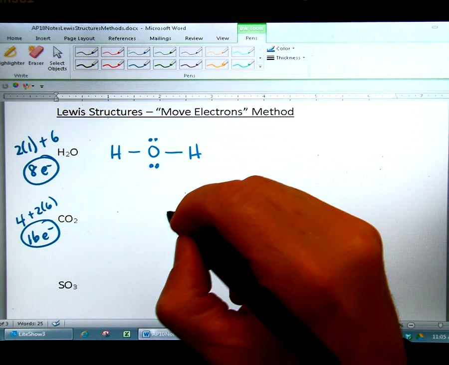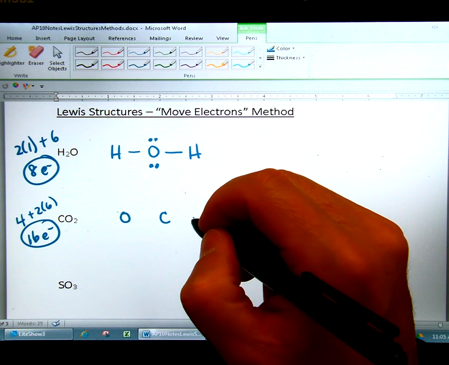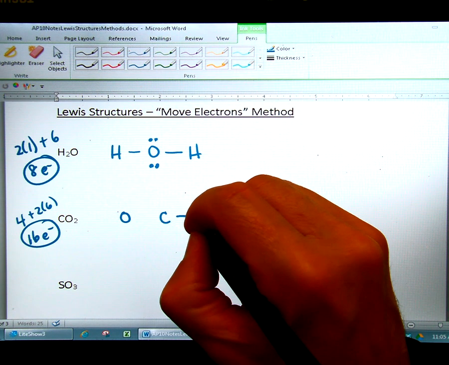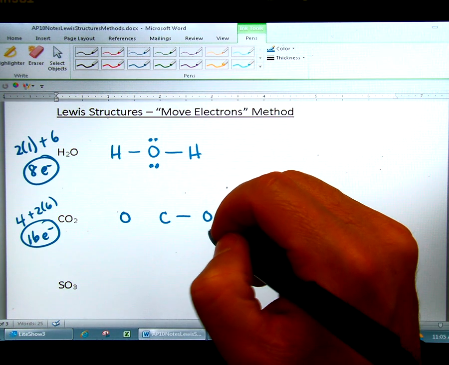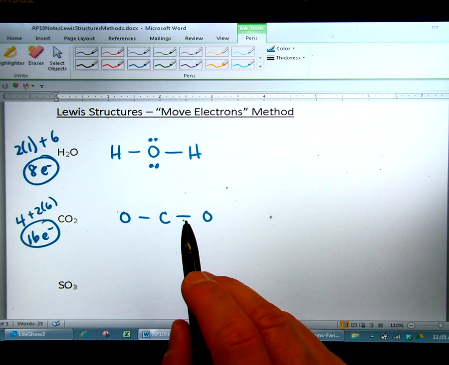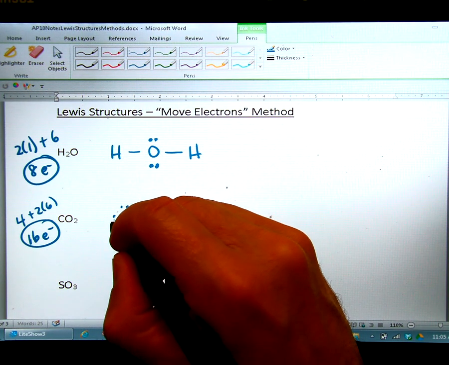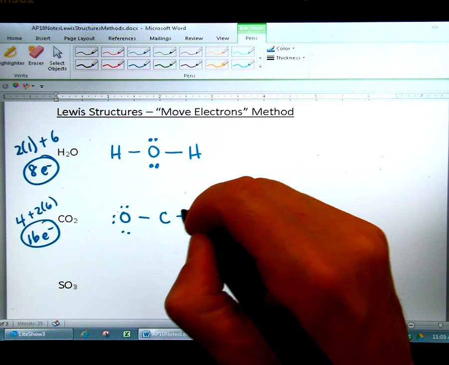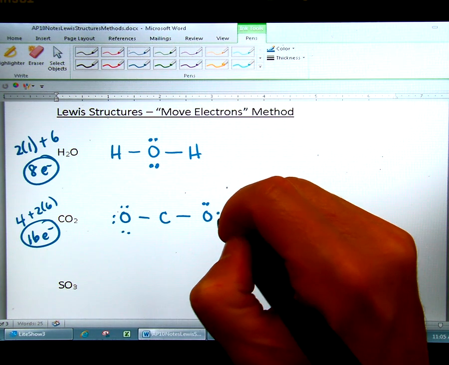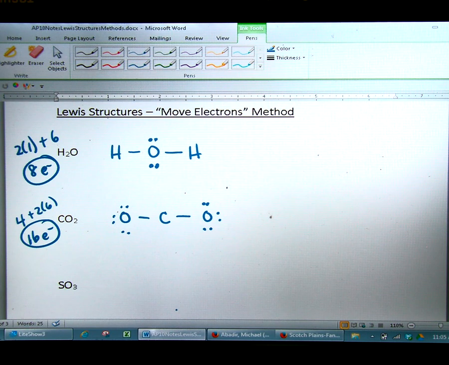And you're going to draw the C in the middle. You're going to draw an O here. You're going to draw an O here. Okay, you're going to make a single bond there and a single bond there. And then that's 2, 4. So I'm going to have 12 more electrons to draw. So I'm going to go 2, 4, 6, 8, 10, 12. So I drew a total of 16 electrons.